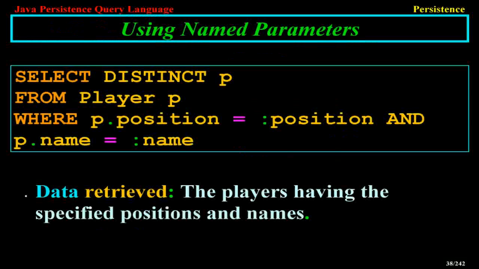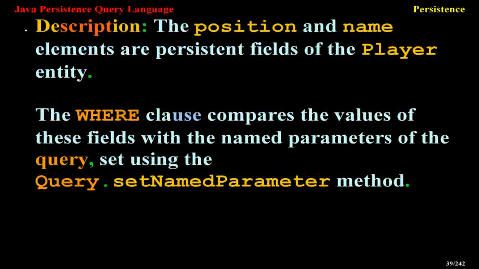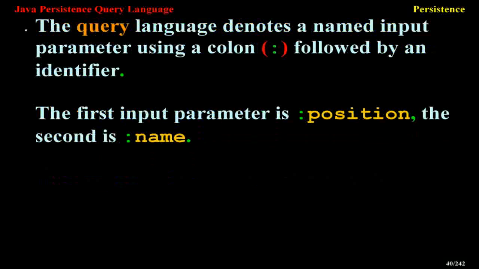Using named parameters. SELECT DISTINCT p FROM Player p WHERE p.position = :position AND p.name = :name. Data retrieved: the players having the specified positions and names. Description. The position and name elements are persistent fields of the Player entity. The where clause compares the values of these fields with the named parameters of the query, set using the query's setParameter method. The query language denotes a named input parameter using a colon followed by an identifier. The first input parameter is position, the second is name.